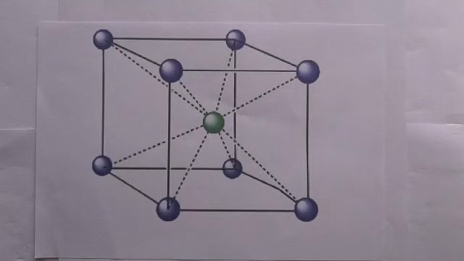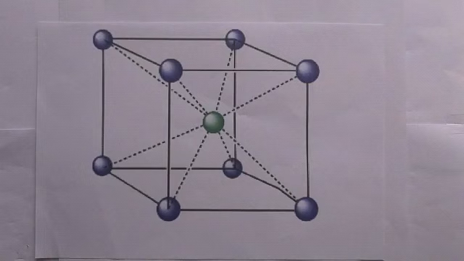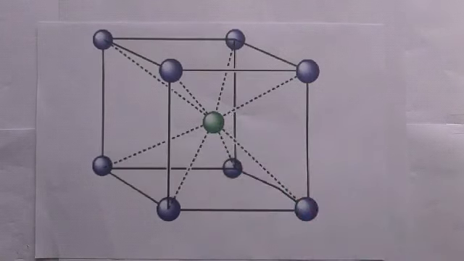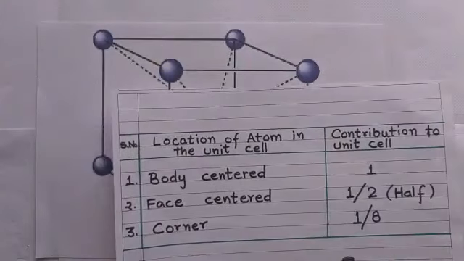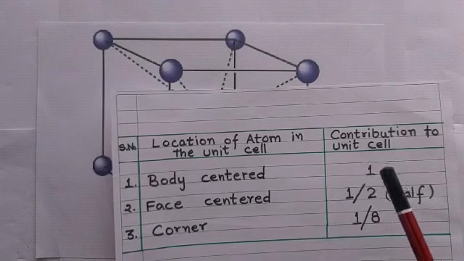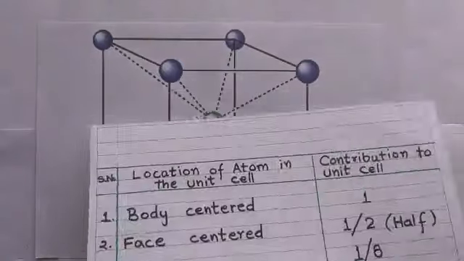This is a body centered cubic unit cell. A body centered cubic unit cell has an atom at each of its corners. That means it has 8 atoms at the corners and also 1 atom at its body center. So let's see how much they are contributing. We have already seen through this table that a body centered atom in a unit cell contributes 1, and at the corners it contributes 1/8.